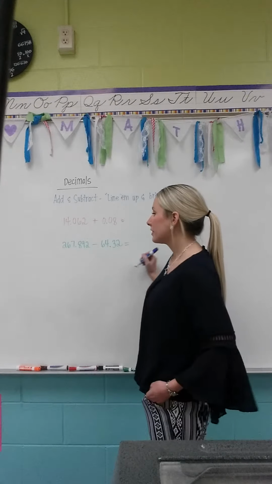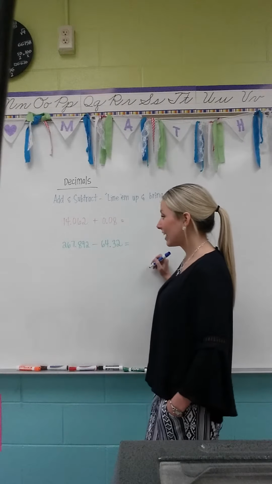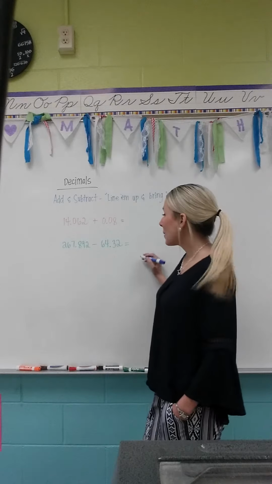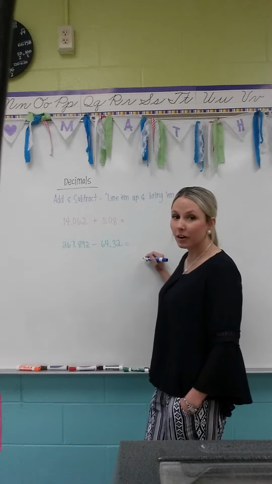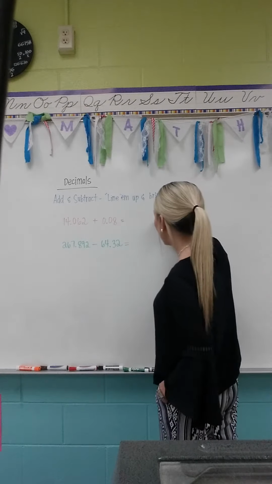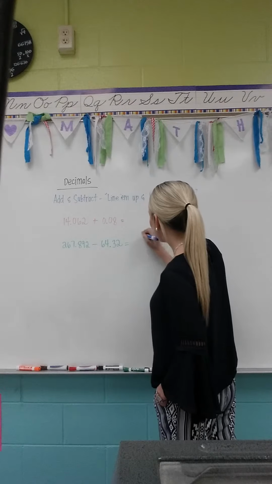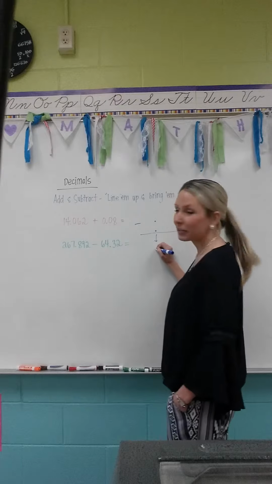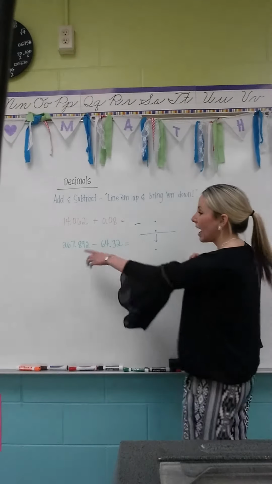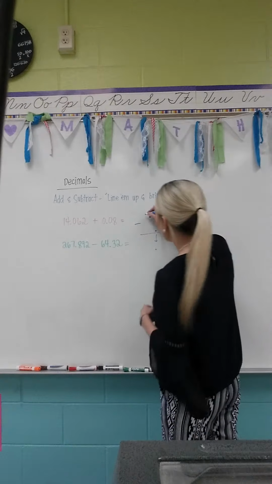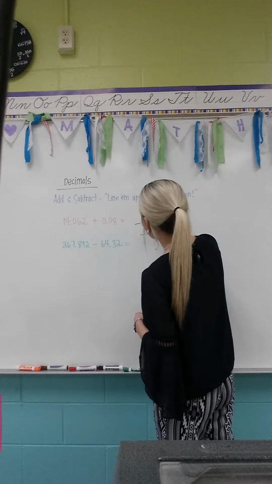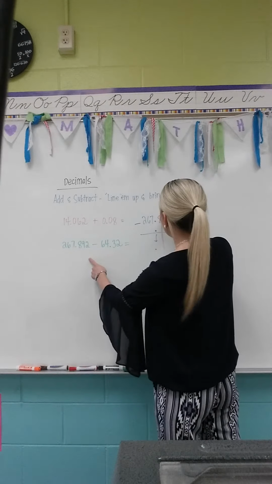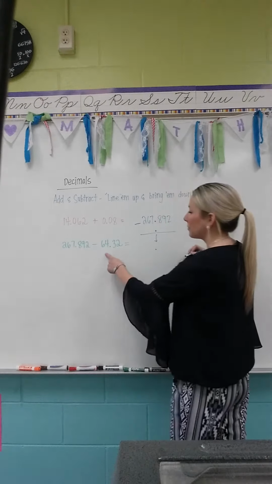I have 267 and 892 thousandths minus 64 and 32 hundredths. Like I did earlier, I'm going to go ahead and put my decimals. I know it's a subtraction problem, and I can go ahead and bring it straight down. So I'm going to go ahead and write my first number, 267.892. And then I'm going to write this.